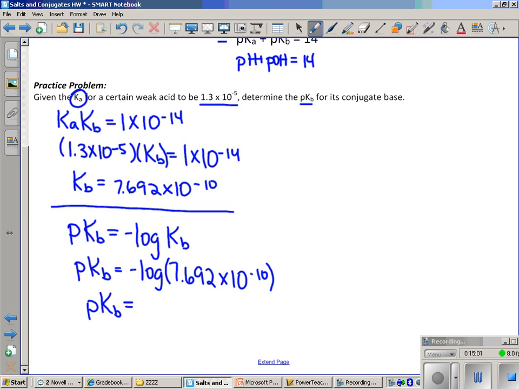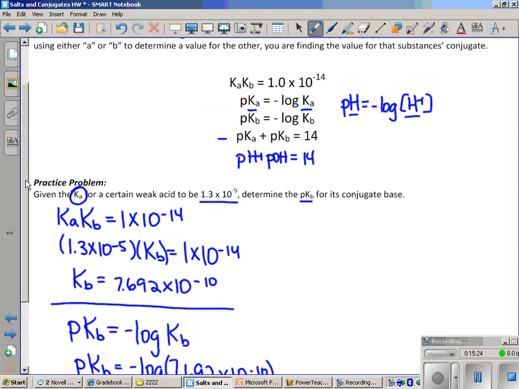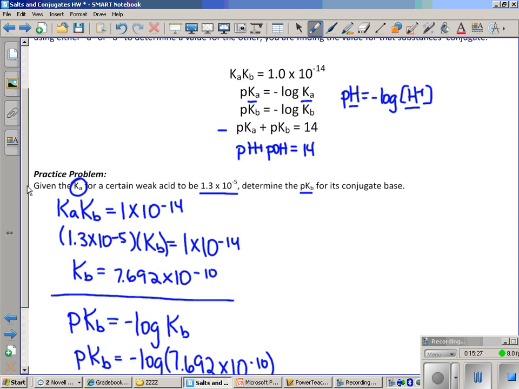And plug that in my calculator. Can't do that in my head. And I end up with, to two sig figs, 9.1. That's my pKb. You also could have taken your Ka and converted it into pKa, and then done that pKa plus pKb equals 14. That way it would have worked as well. Okay, and you'll get the same answer. Okay, so just same idea as before, using Kas and Kbs instead of H pluses and OH minuses.